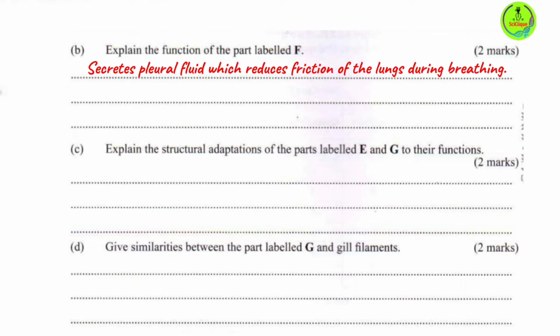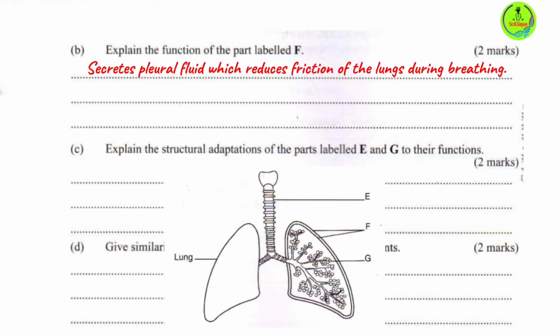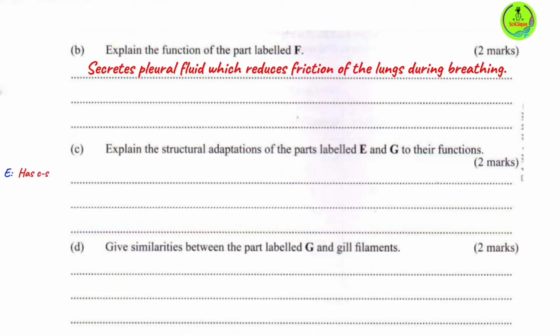Moving on to part C, explain the structural adaptations of the parts labeled E and G to their functions. Okay, let's look at the diagram. E refers to the trachea and G is pointing at an alveolus. Now, if we start with the trachea, number one is that it has C-shaped rings of cartilage to prevent it from collapsing. Another adaptation is that it also has cilia.